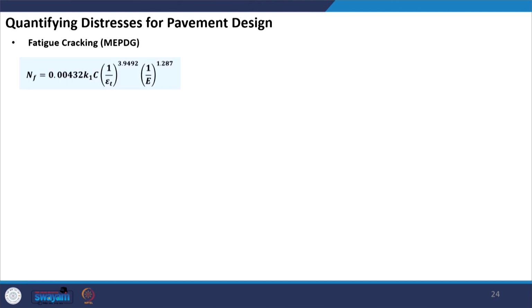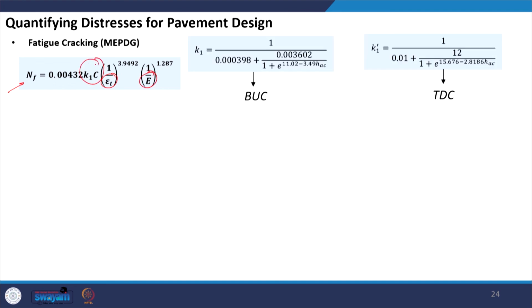Similarly, MEPDG has also given an equation, and this equation is of this form. You see the form is similar across different agencies, but the parameters can be different which they have considered, and the regression coefficients can be different. So, this is the equation given by MEPDG, again epsilon T, the value of E, and then we have some constants here. For bottom up cracking, K1 should be put in this way. If you are trying to quantify top down cracking, K1 will be replaced by K1 dash, and this equation you will use. Now, these have been calibrated using field data.